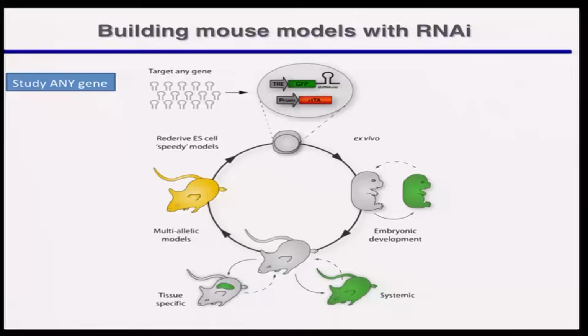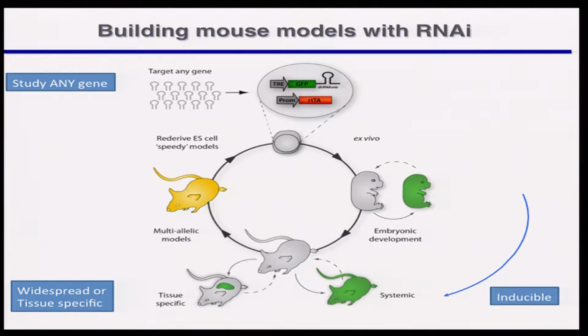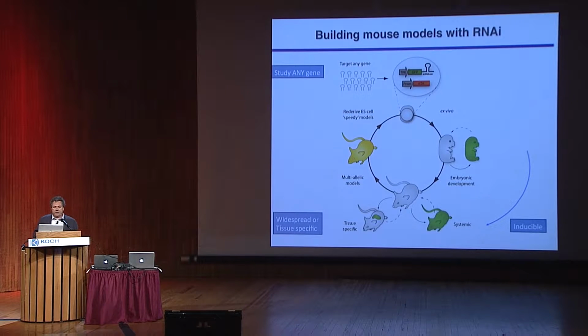Now, this is a powerful system because it's very easy to study any gene. We're not making a new targeting cassette. We're just changing the shRNA. It's inducible. And again, we can do either widespread, ubiquitous, or tissue-specific gene expression, depending on the nature of the rtTA and where we induce shRNA expression.